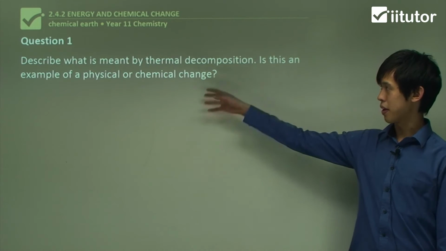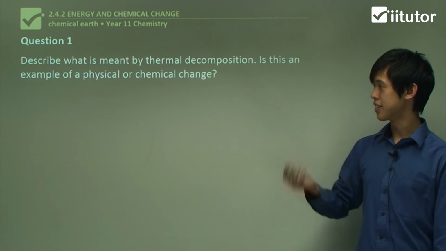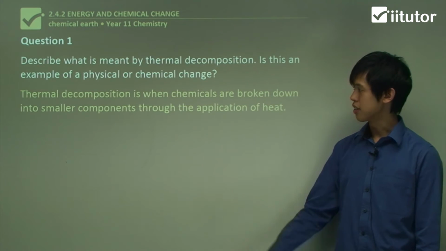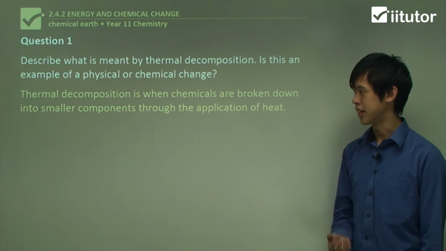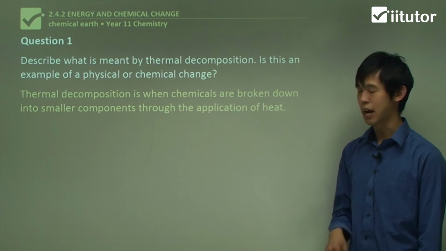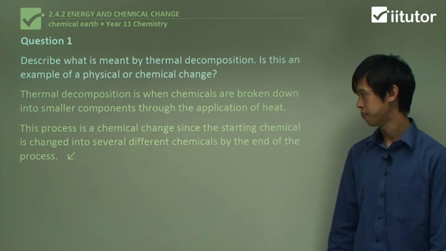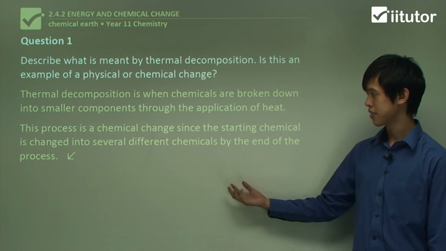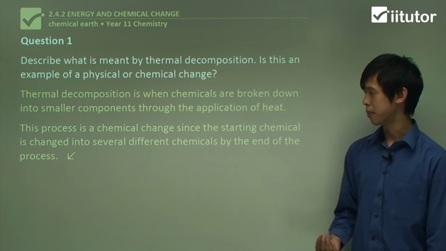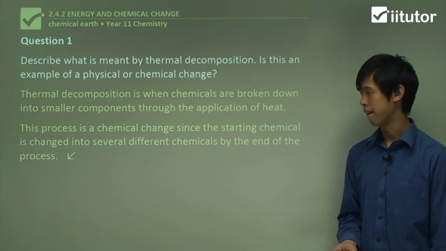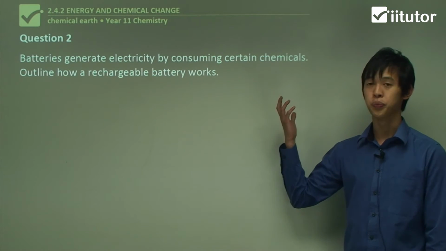Describe what is meant by thermal decomposition, and is this an example of a physical or chemical change? Thermal decomposition is when chemicals are broken down into smaller components through the application of heat, or sometimes other forms of energy, but mostly through heat. This process is a chemical change, since the starting chemical is changed into several different chemicals by the end of the process.